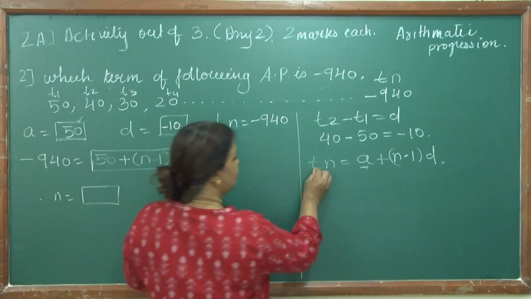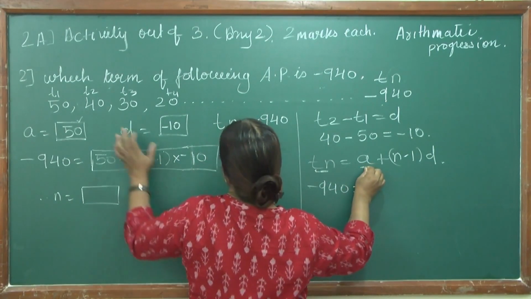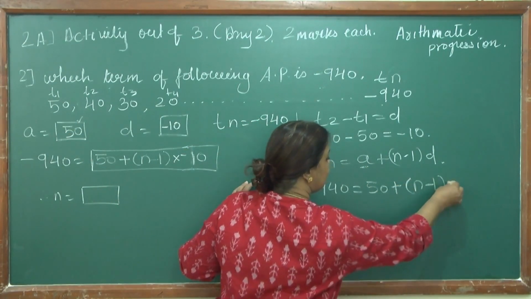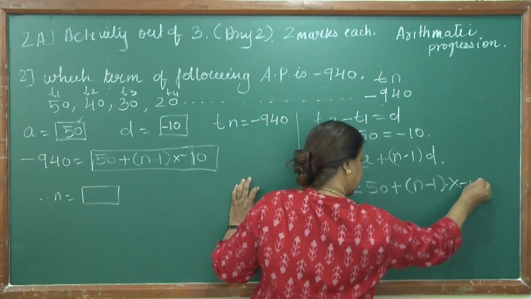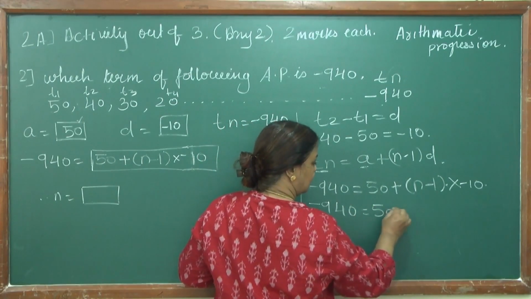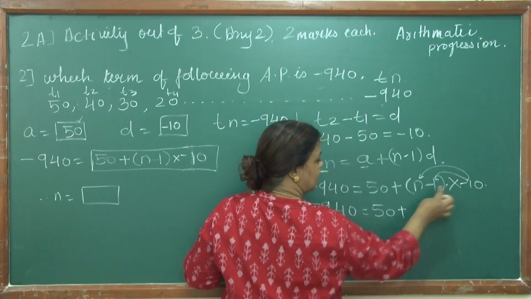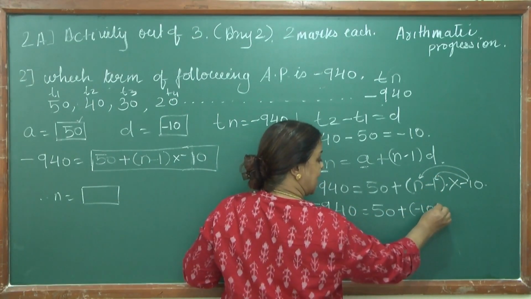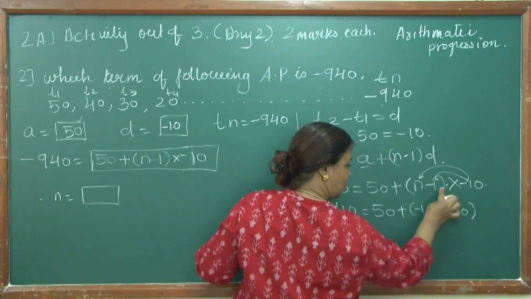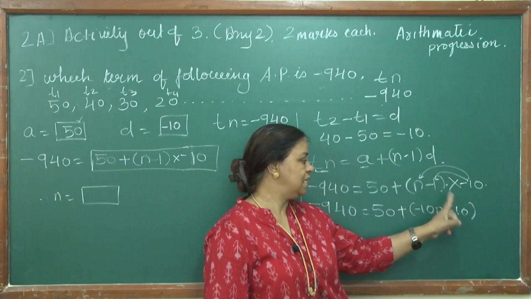Let us write here. Tn is minus 940, which is equal to a, which is 50, plus (n we don't know, minus 1) into d, which is minus 10. Now minus 940 is equal to 50 plus minus 10 multiplied with everything inside the bracket. So minus 10 into n is minus 10n. Minus 10 into minus 1 is plus 10, because both are minus, so it becomes plus. 10 into 1 is 10.